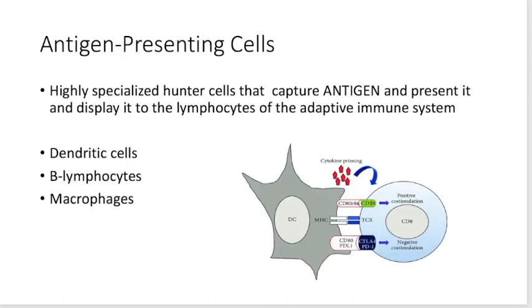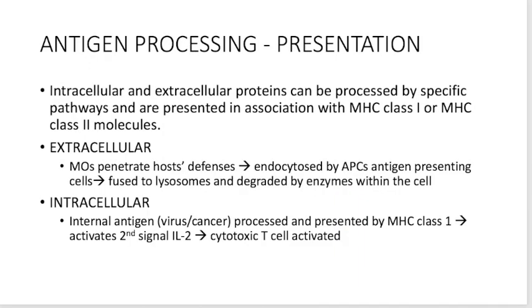All right, again, remember that the antigen presenting cells are highly specialized hunter cells that capture antigen and present and display it to the lymphocytes of the adaptive immune response. So let's take a look at antigen processing a little bit closer. We have intracellular and extracellular proteins that can be processed by specific pathways and are presented in association with either MHC class 1 or MHC class 2 molecules. Extracellular microorganisms penetrate the host defenses, are endocytosed by the APCs, fused to lysosomes, degraded by enzymes within the cell, and then presented.